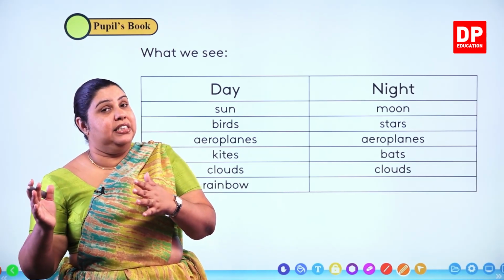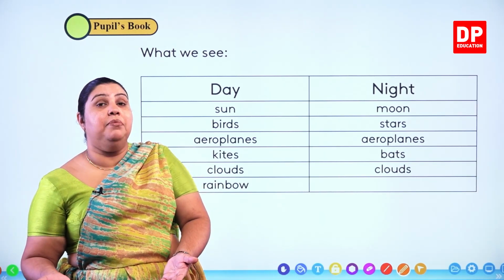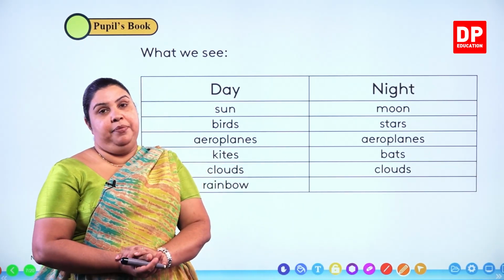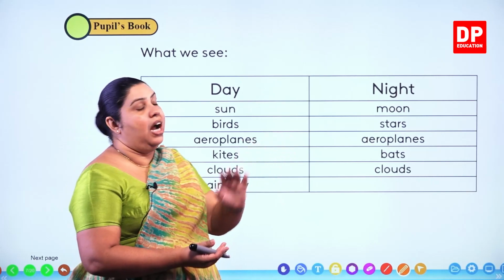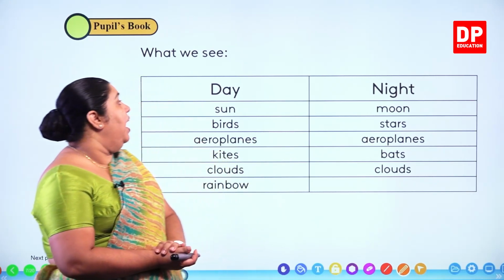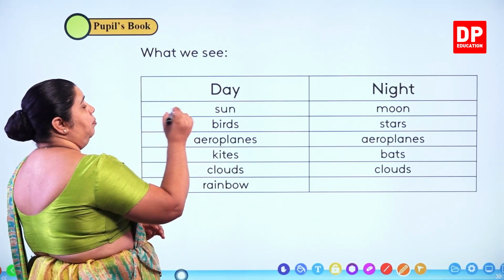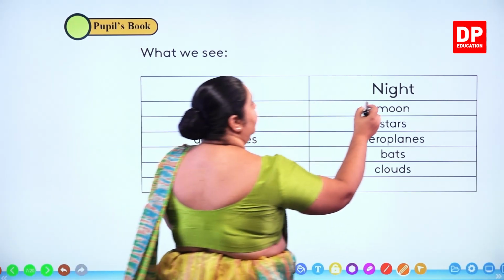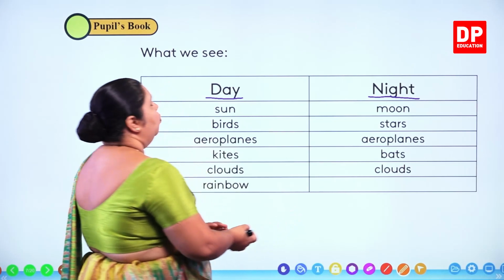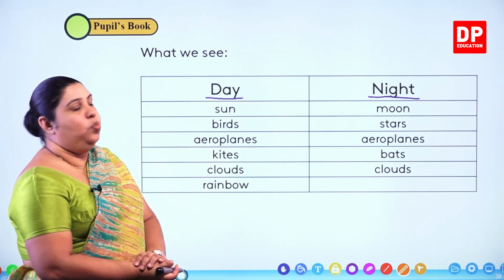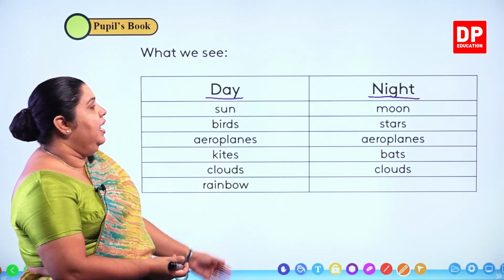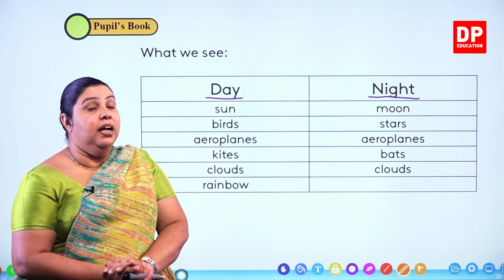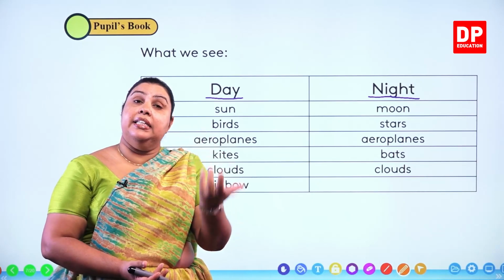There are different things that we see during the daytime in the sky and during the night time in the sky. So here we have a chart in your pupils book where we can see the things that we see during the daytime and during the night time. What we see during the day and what we see during the night. Now all these things are the things that we see in the sky.